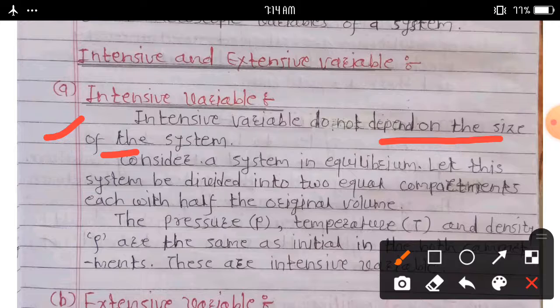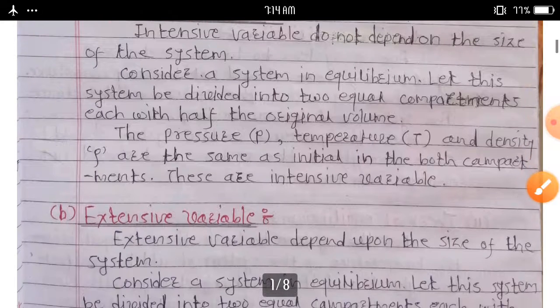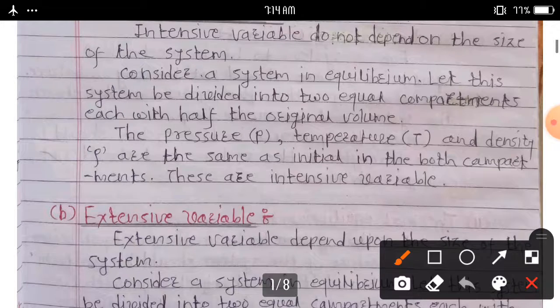Consider a system in equilibrium. Let this system be divided into two equal components, each with half the original volume. The pressure P, temperature T and density rho are the same as the initial values in both compartments. This variable is called an intensive variable.